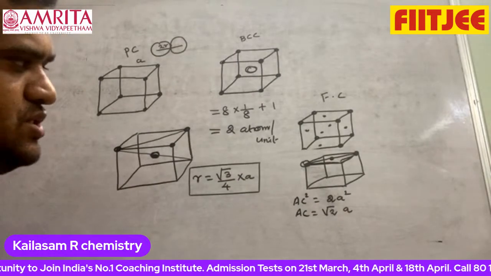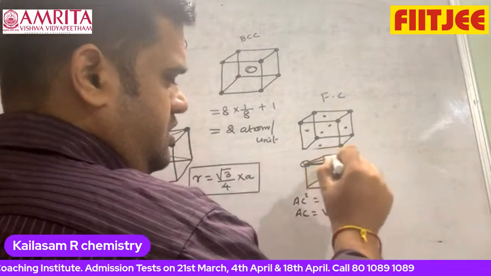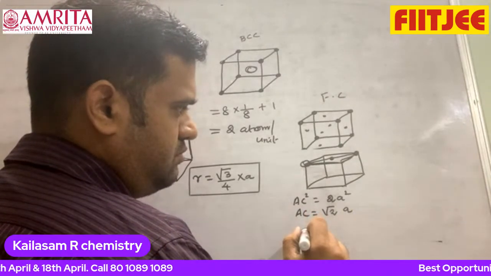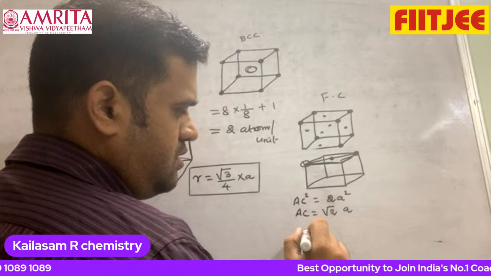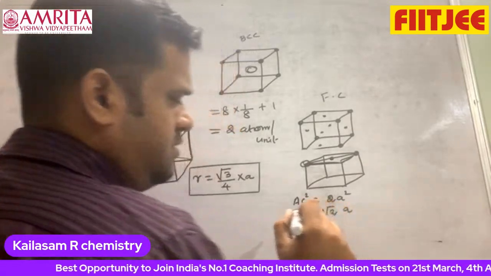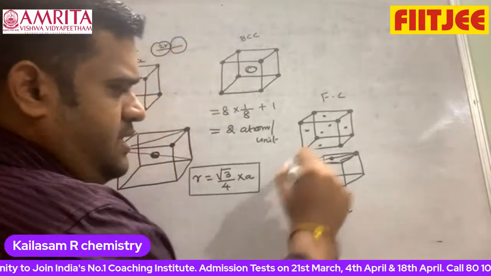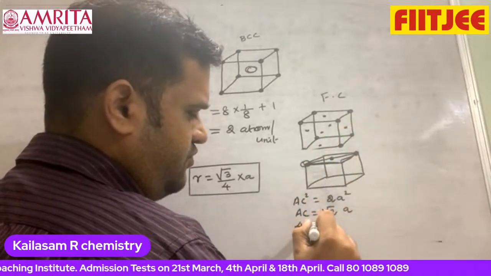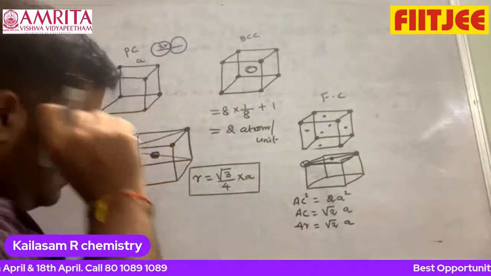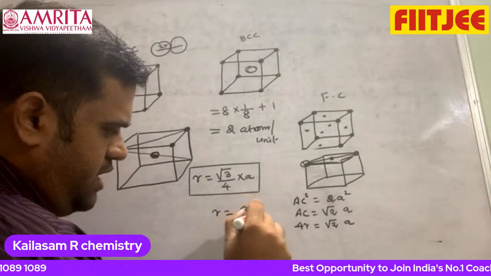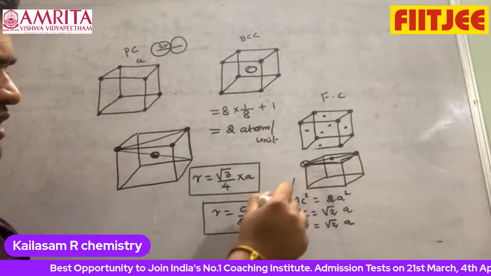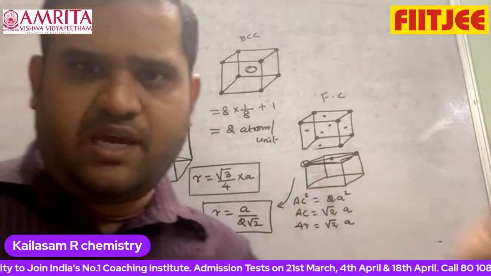And what about this? AC is nothing but 4R, which is equal to root 2 A. Now, what is R? R is nothing but A. This is for FCC. Now we can go with the packing efficiency.